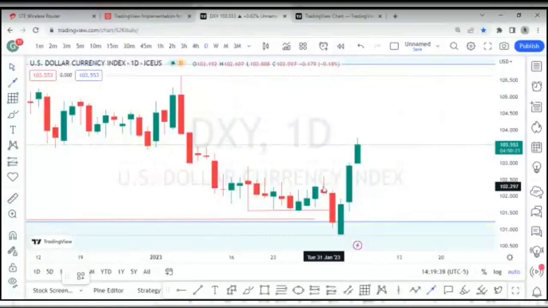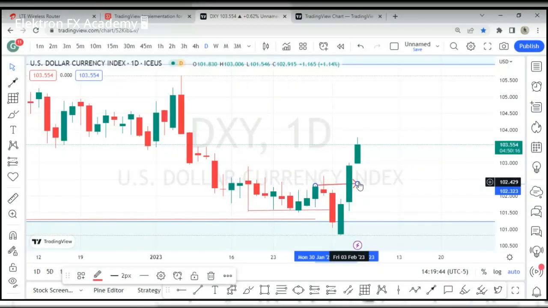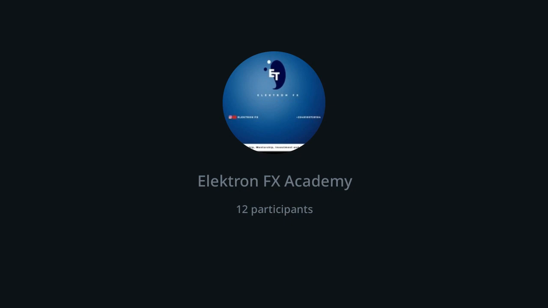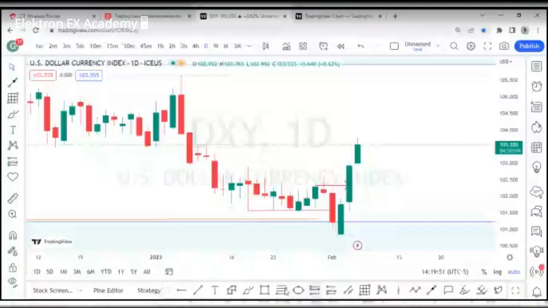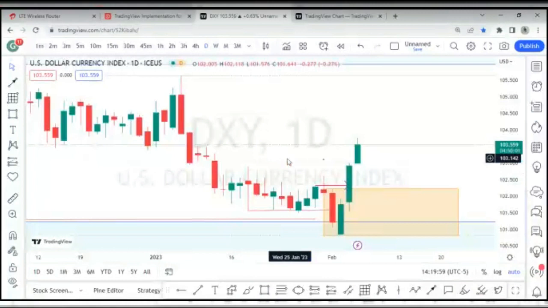We have this break of structure. All right, so we have this break of structure on the DXY, and then we have this other block, right? The way I mark my order blocks, I mark from the open. I don't mark wicks. I mark from the open price down to the below. That's what I'm actually looking for. So I expect price on DXY.